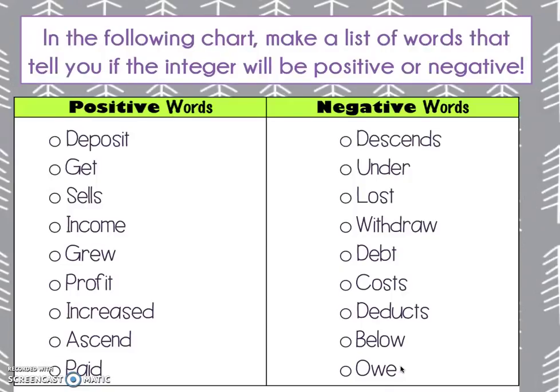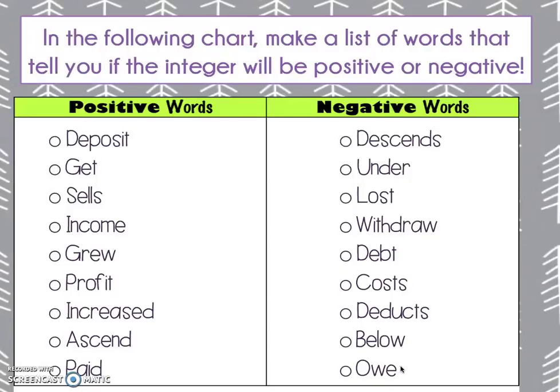Okay. So scooch on over to the other one. It says the submarine descended to a depth of 180 feet. I want you to underline the word that tells you if it's going to be a positive or a negative. In this example, we're going to underline descended because that means we're going down, and that is a negative 180 feet.